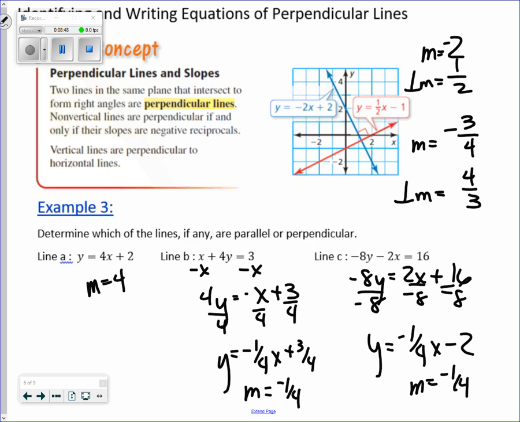Well, B and C are parallel. B and C are parallel because they have the exact same slope. And then A and B are perpendicular. I'm just going to use the symbol. And A and C are perpendicular because they have opposite reciprocal slopes.